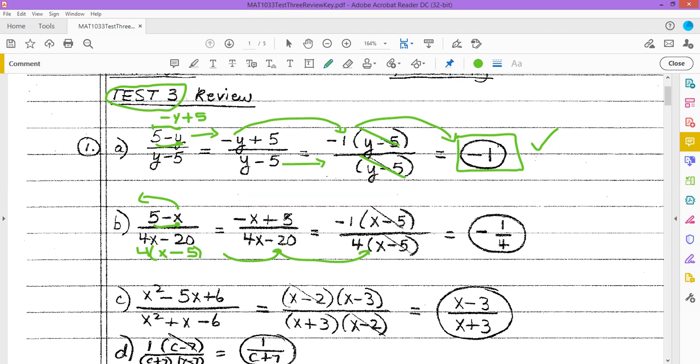In the numerator, we factor negative 1 from both those terms. When we factor negative 1 from the minus x, we get x in parentheses. And when we factor negative 1 from positive 5, we get negative 5. Notice we have x minus 5 in the numerator and the denominator, so we can cancel those terms. And what are we left with? It's negative 1/4. That's our answer.